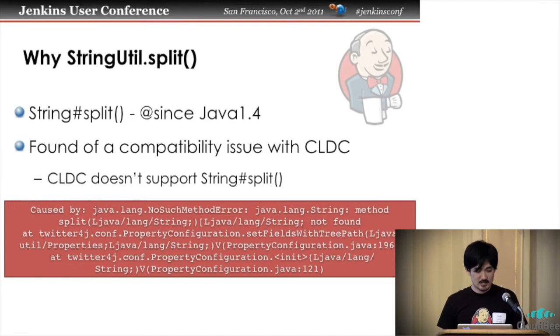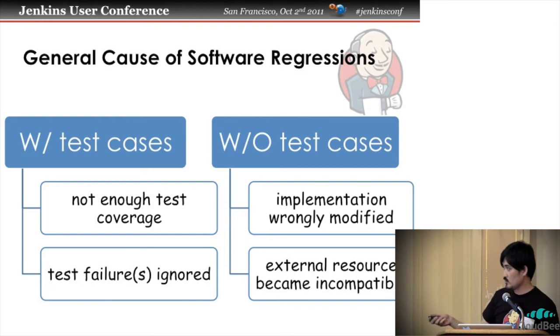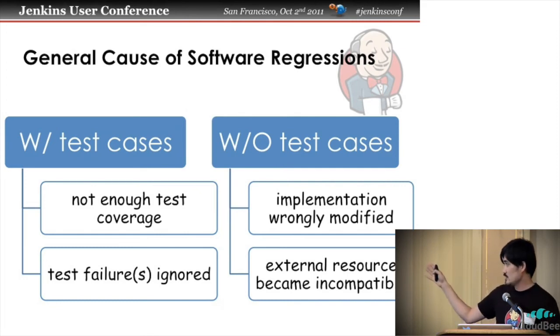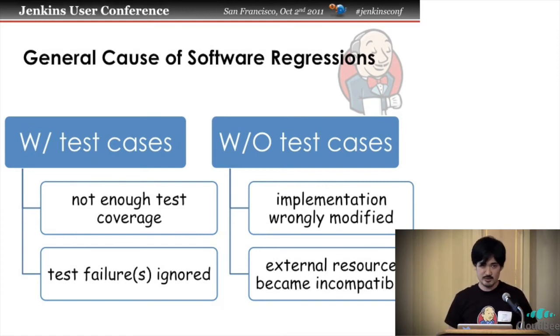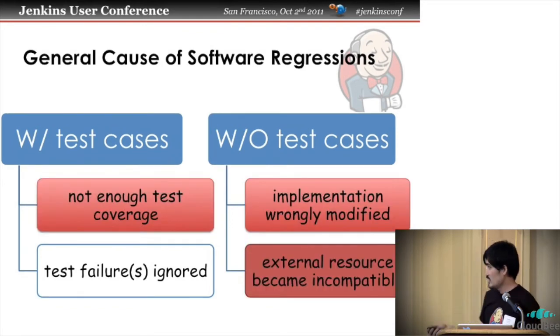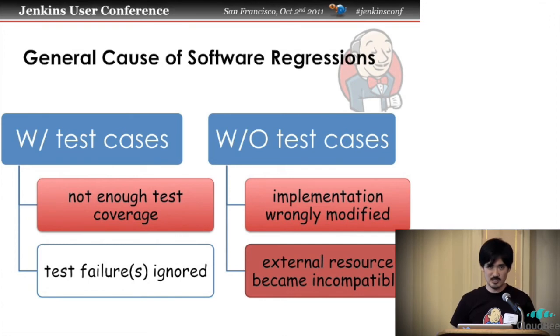And let's talk about the general cause of software regressions. If you have test cases, regression could be happening if the test coverage is not enough. And in the case if you just ignore test failures, you could also introduce regression, which sounds silly. And if you don't have any test cases, there is a huge chance to introduce regressions, of course. Generally, you should write test cases, but sometimes you don't. And when you have no test cases, you could wrongly modify your source code and introduce bugs. Or external resources or library become incompatible.